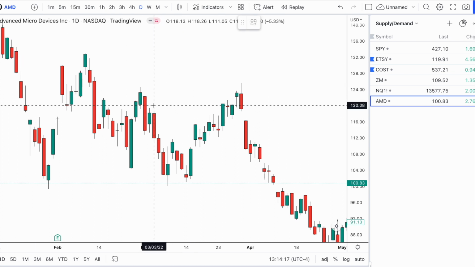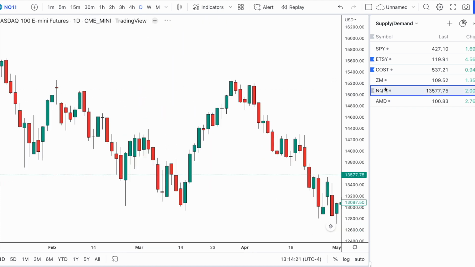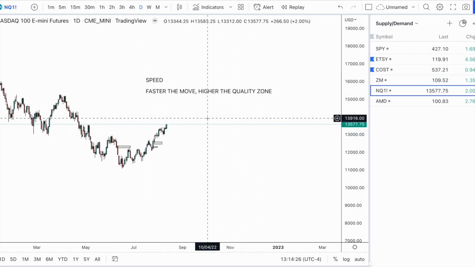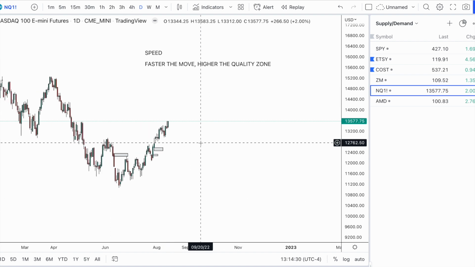And the best way to do that is by looking at ones with the most speed. So again, going back to NQ, speed: the faster the move, the higher the quality zone. So you only want to stick with high quality zones, fast price action, and that's how you're going to get the best results with supply and demand.